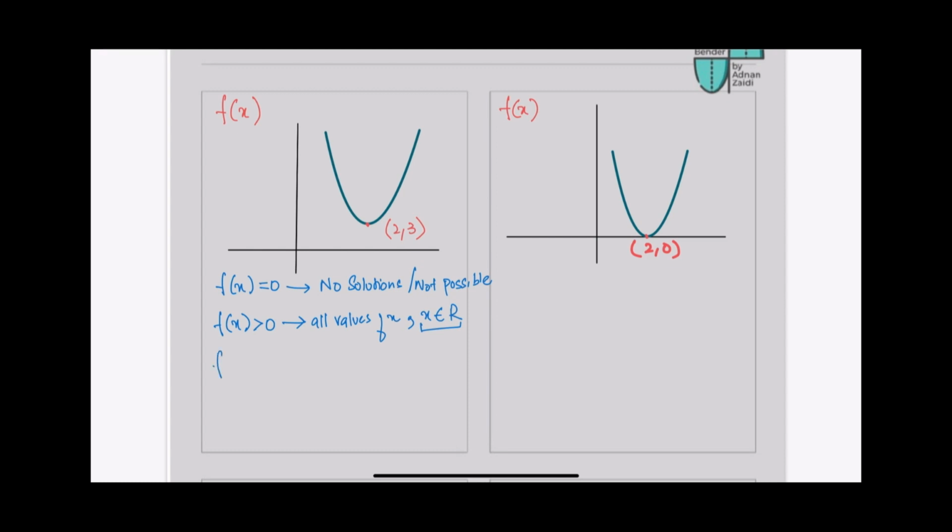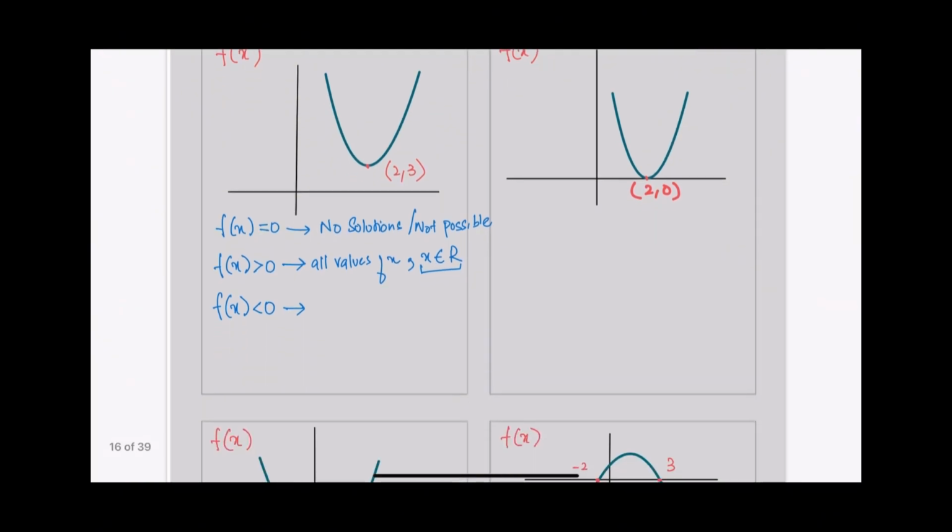The third is f of x less than 0, which means the curve is below the x-axis. You can see that the curve is not anywhere below the x-axis, so we write no solutions, which means there are no values of x for which the curve went below the line.